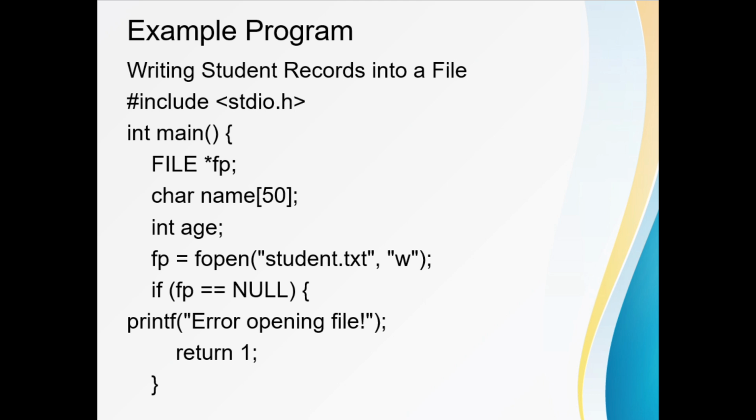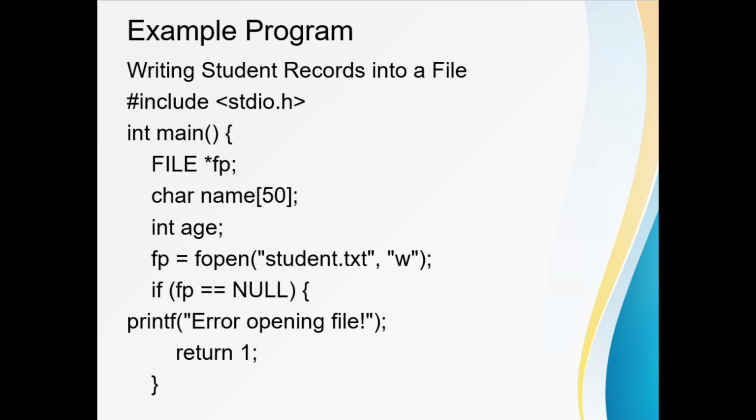And the next thing is char name[50], the size is 50, and int age. These variables hold the user input: name of size 50 is a string for the student name, and age is an integer for the student age. We need these because we will take the values from the user and store them in the file.